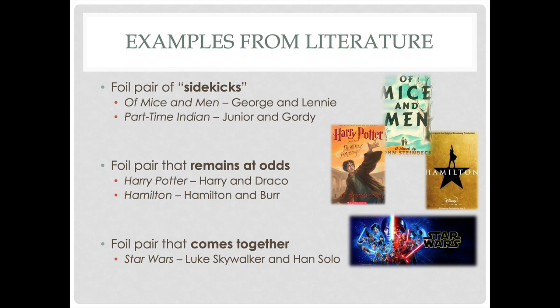Then you could also look at a foil pair that comes together. So they start off clashing, they start off contrasting, but in the course of the text, they learn from each other, they become more friendly, they sometimes absorb each other's qualities. And so from Star Wars, you might have Luke Skywalker and Han Solo.